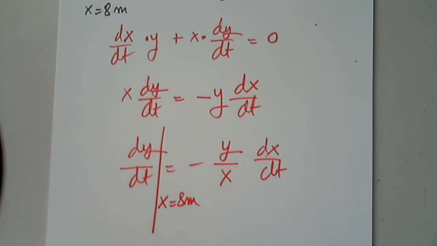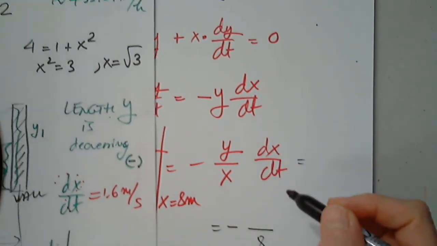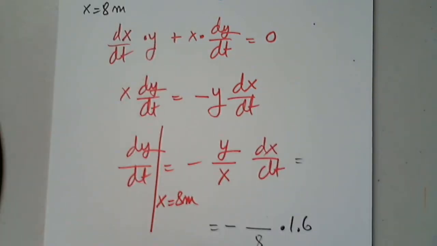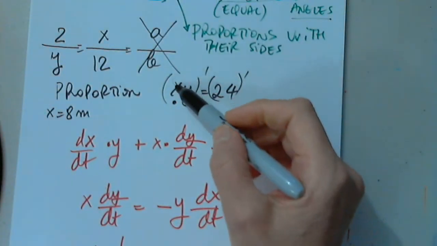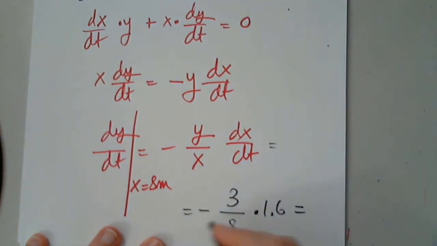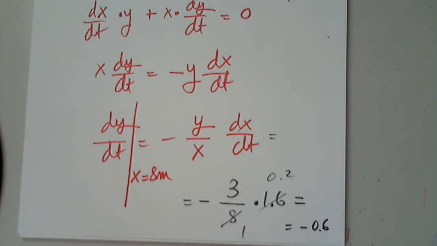And now I plug in everything I need. So, negative. X is 8, dx over dt is 1.6, and I need to determine y. But how much is y if x is 8? 3. Yes. So now I plug this in, or I can just simply say this is 0.2. 3 times 0.2, this will be negative 0.6. Measurement unit. Whatever means per ones, meters over the time. Meters per second? Yeah, seconds. Very good, awesome. Well done.